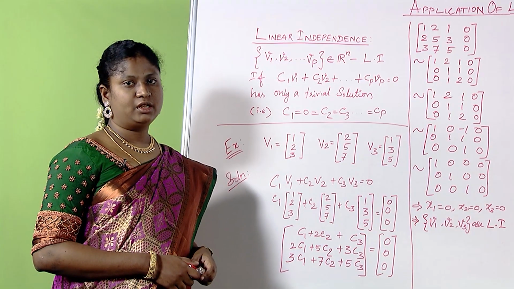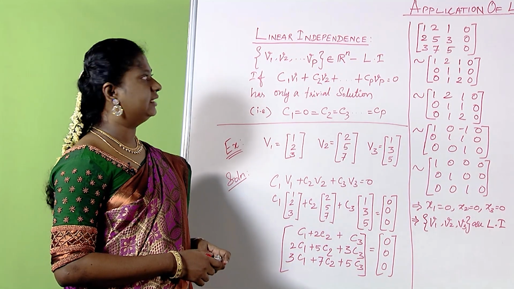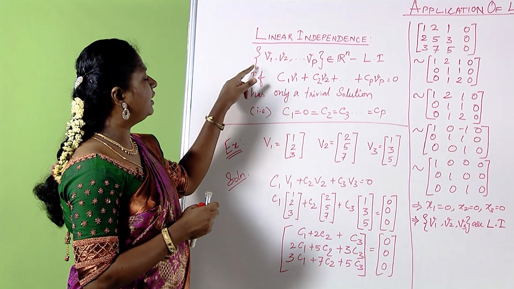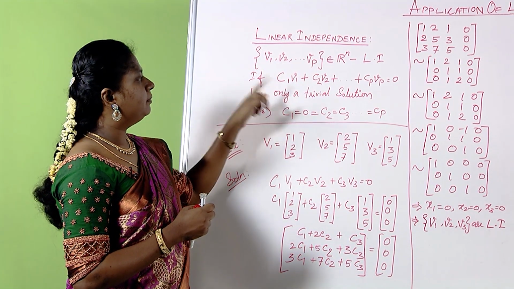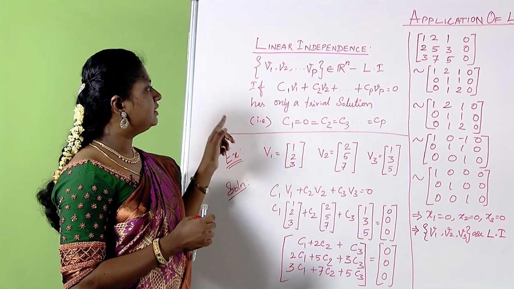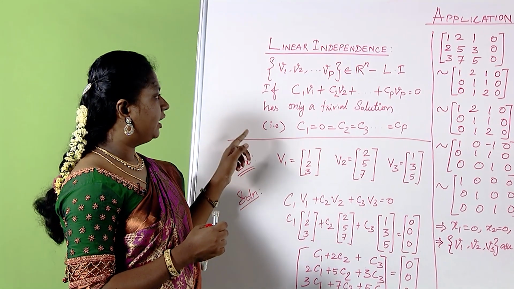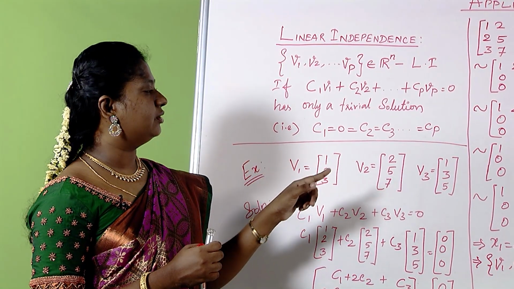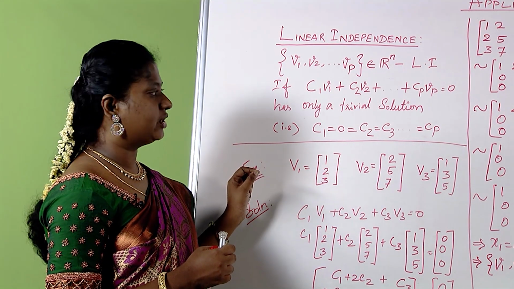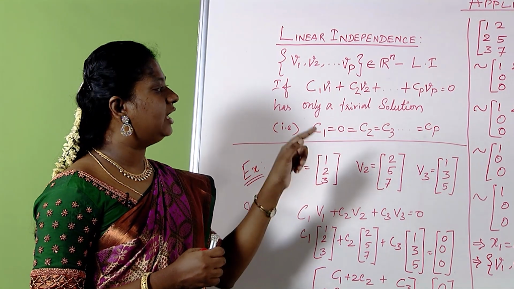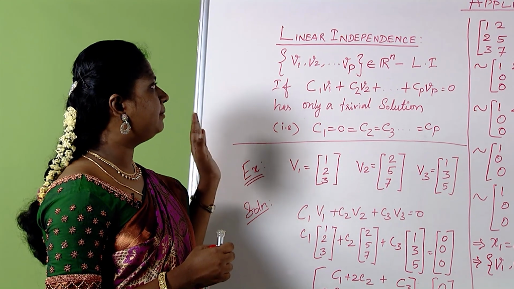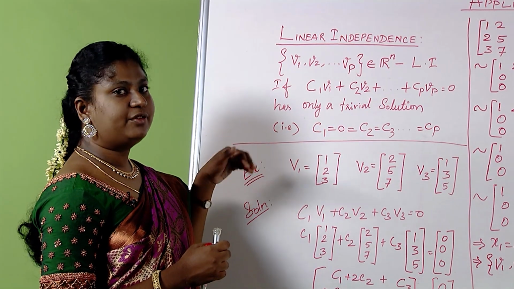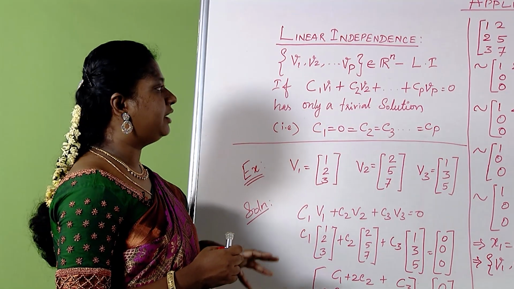Now, we shall see the definition of linear independence. We have a set of vectors, namely v1, v2, etc., vp belonging to R^n, and this is said to be linearly independent if the linear combination c1 v1 plus c2 v2 plus etc. plus cp vp equal to 0 has only the trivial solution, that is, all of the cj should be equal to 0. That is what we mean by linear independence. I will repeat again: if you have a set of vectors, we say the set of vectors is linearly independent.